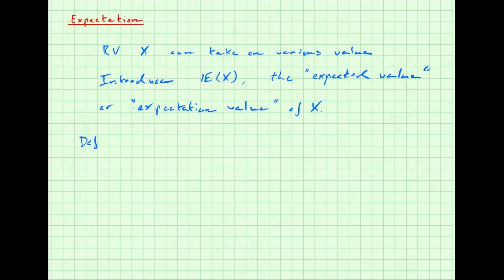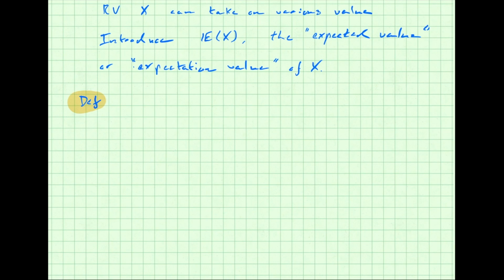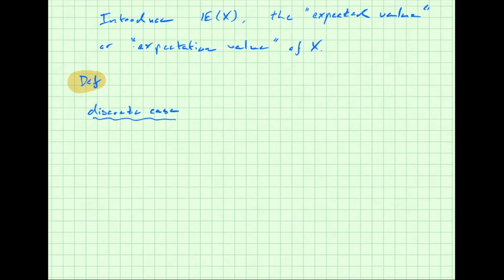So we're going to define it. But this definition is going to be a little bit on the long side, because we're going to have to make one for continuous variables and one for discrete variables. So we'll work with the discrete variable first. So this is the discrete case. That's just the first one. And so it works like this.